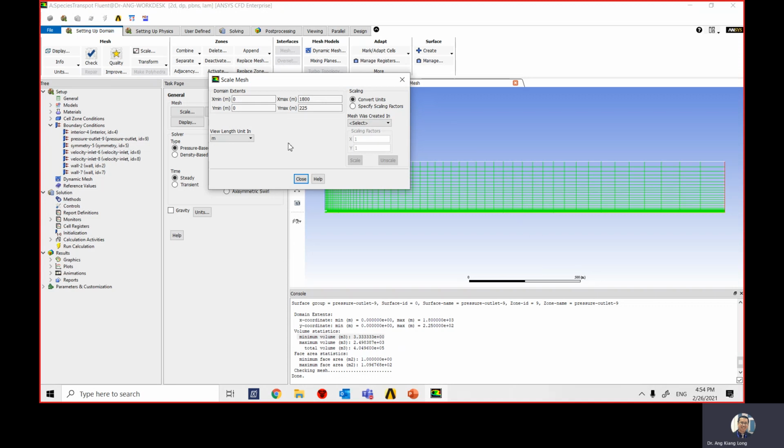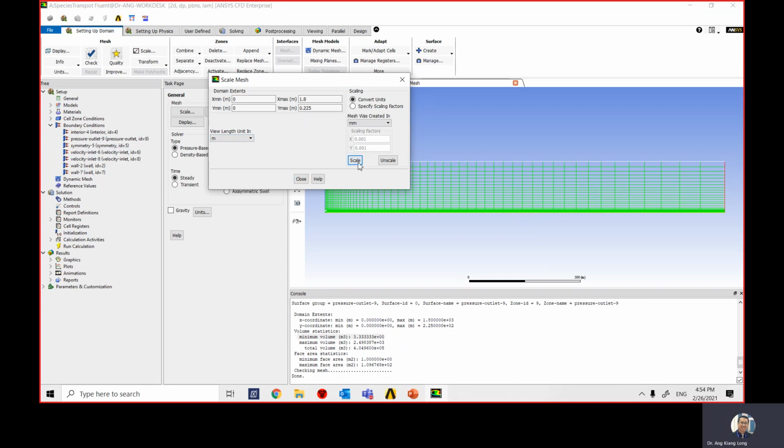So how are we going to do it? We will tell the computer the mesh file was created in mm. So go and select mm. After that, for the view length, we use the unit SI, which is meter. Then after that, you click Scale.